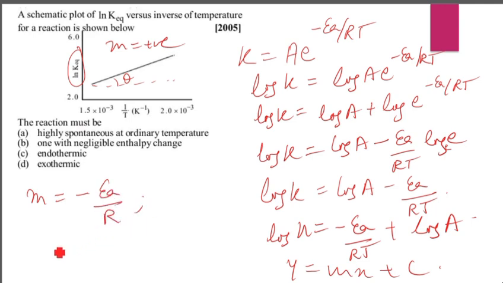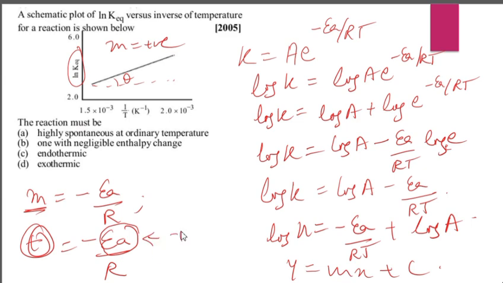Now think very carefully: if the line is positive, m is positive. But the entire expression is minus Ea by R, so Ea must be negative, otherwise how can the slope be positive? So if Ea, the activation energy, is negative, the answer will be exothermic. The reaction is exothermic. Okay, so I hope this is clear.